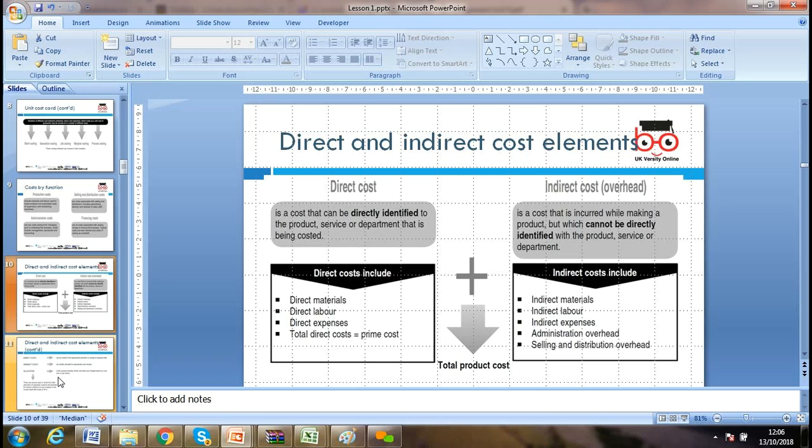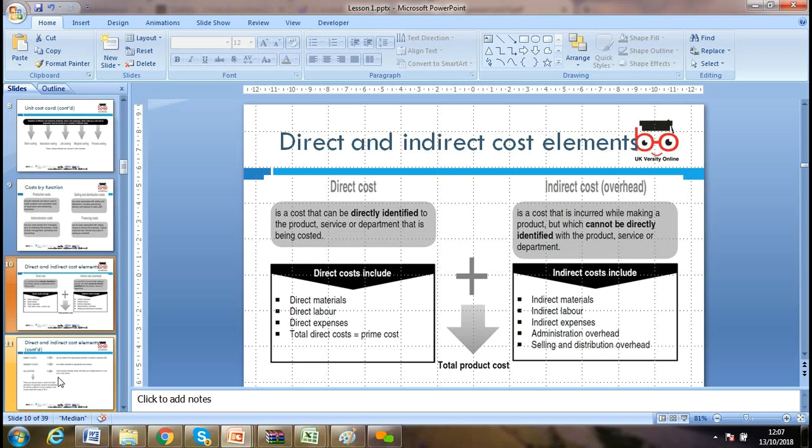So direct and indirect cost element. Direct cost is the cost that can directly identify the product. The cost which is traceable within a product is called direct cost. Indirect cost is the cost incurred while making a product and cannot be directly identified within a product. Direct material, direct labor, direct expenses, as earlier mentioned, is called prime cost. Indirect material, indirect labor, indirect expenses, administrative overhead, selling: these all come under indirect cost.